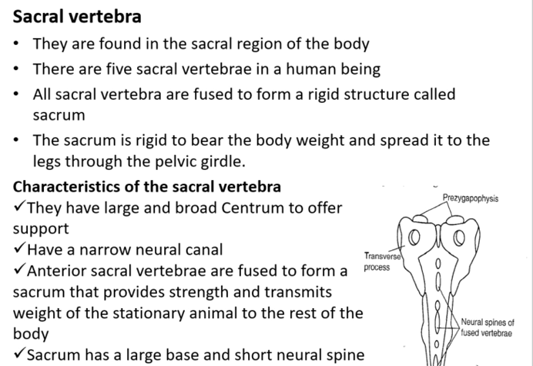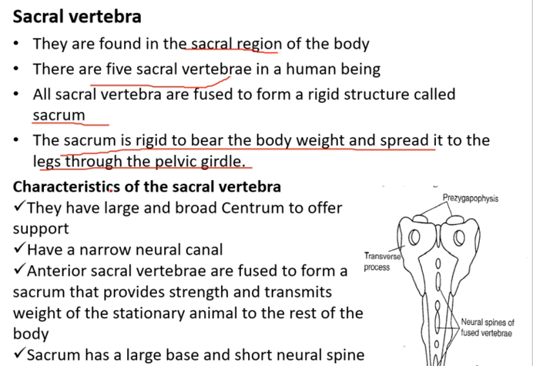The next vertebra, we have the sacral vertebra, and it is found in the sacral region. And there are 5 sacral vertebrae. These sacral vertebrae fuse to form a rigid structure called the sacrum. The sacrum is rigid to bear the body weight and spread it to the legs through the pelvic girdle. Remember I said the pelvic girdle is under the appendicular skeleton and has bones attached to it, the bones of the hind limb.